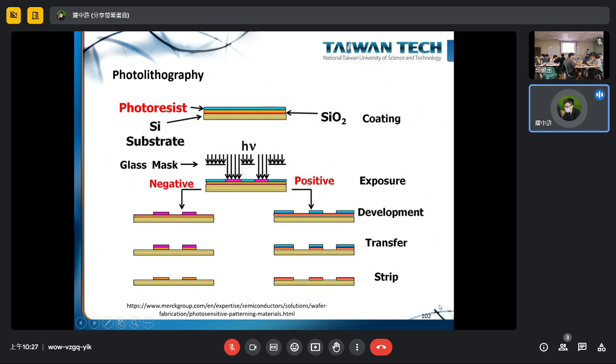For the photoresist, you can have either positive or negative. The only difference is that for positive, the photoresist after exposure will be washed away. For negative, the photoresist without exposure will be washed away at the development stage. So that's the only difference between them.